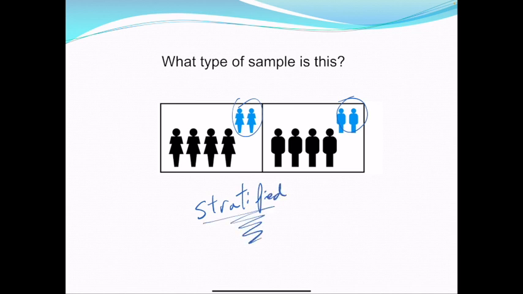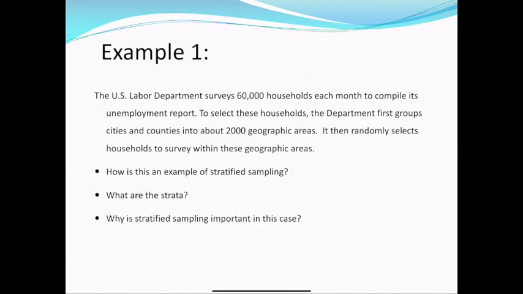So let's go through one example. The U.S. Labor Department surveys 60,000 households each month to compile its unemployment report. To collect these households, the department first groups cities and counties into 2,000 geographic areas. It then randomly selects households to survey within these geographic areas. So how is this an example of stratified sampling?